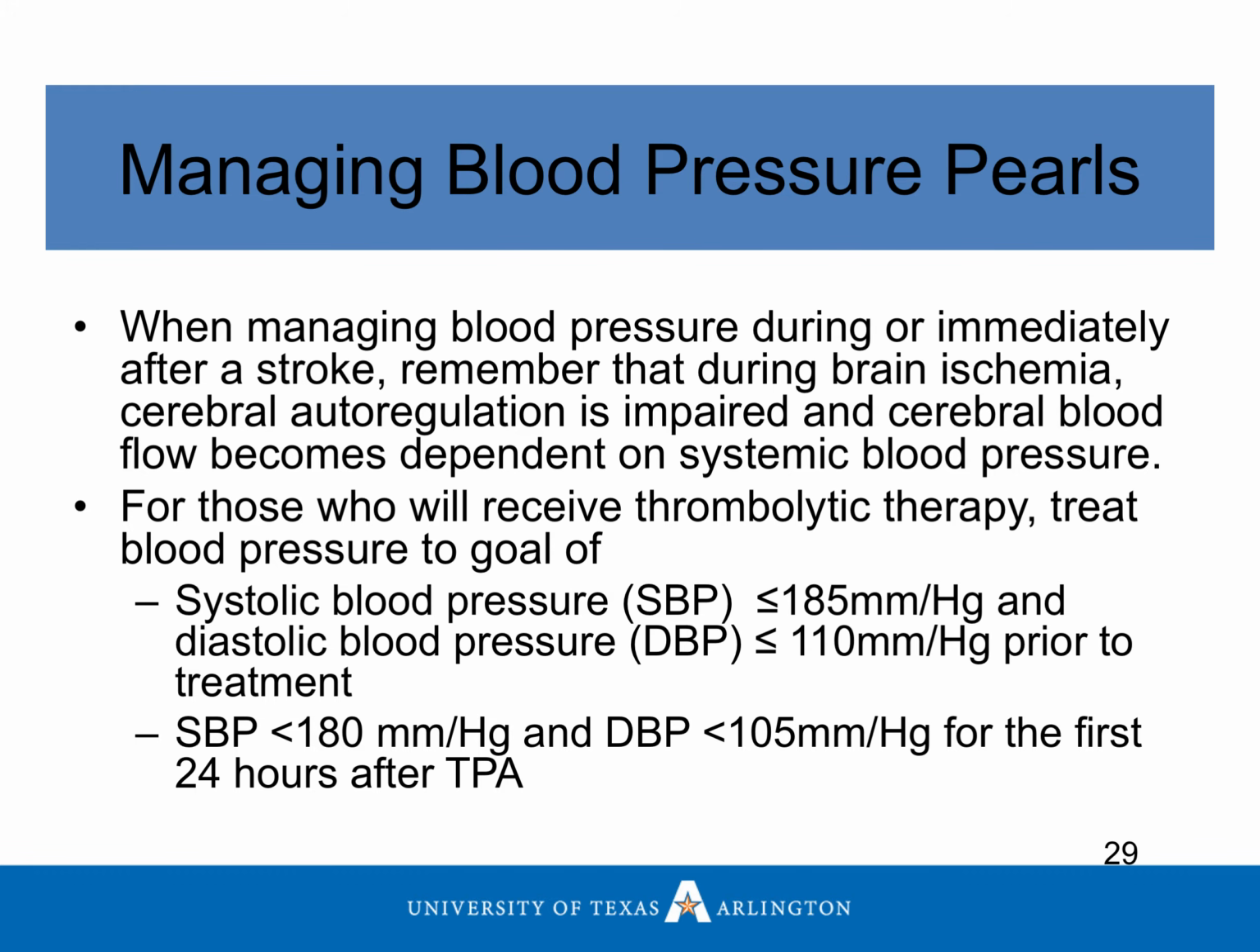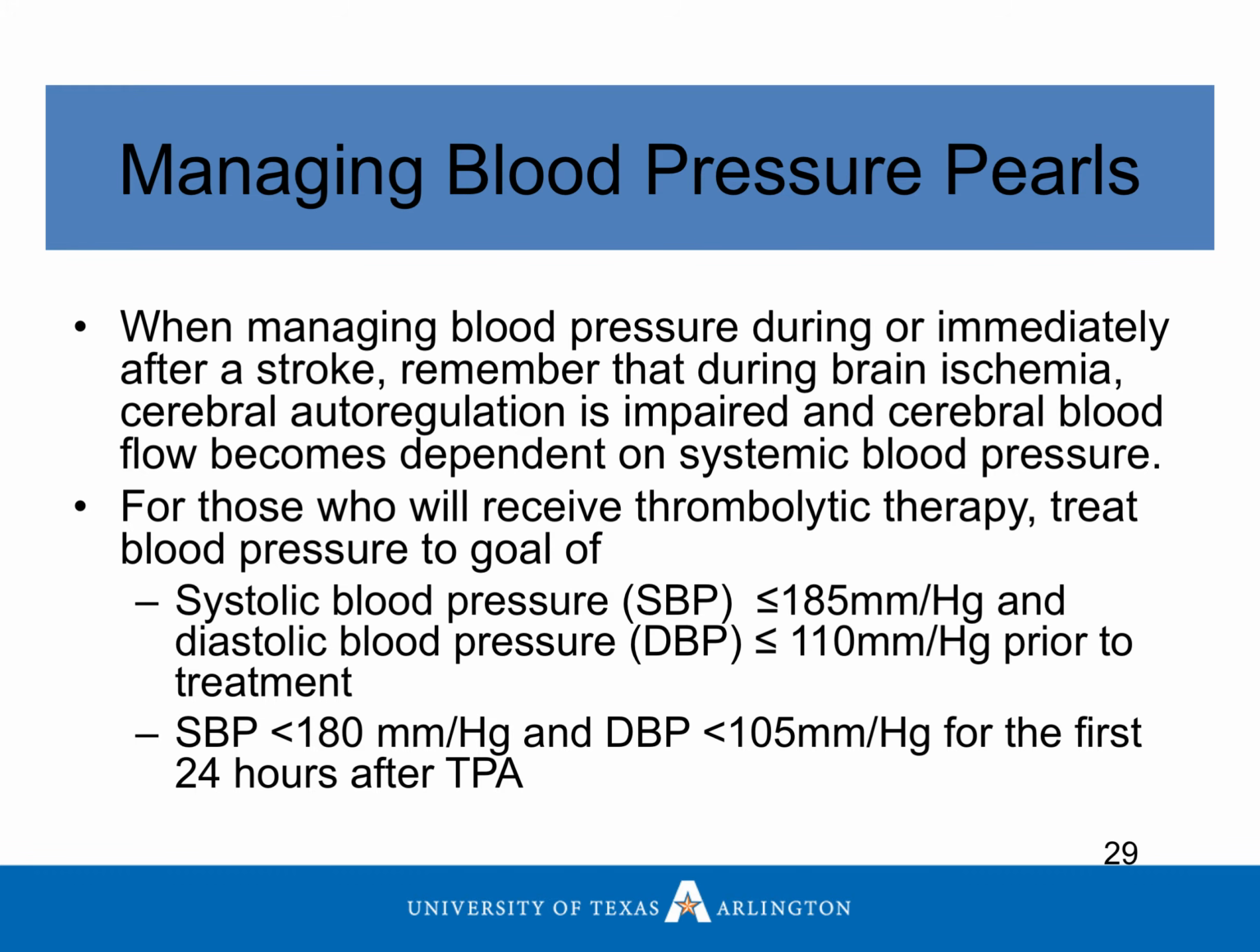And so there are different parameters for those who will be receiving the TPA and those who do not receive TPA. So we'll talk first about those who will receive TPA, because you want to get that blood pressure managed pretty quickly in those individuals so they can get their TPA. So once you see the patient, determine if they can have TPA, and you decide yes, they're going to get TPA, then you want to make sure their blood pressure gets under control before giving the TPA. So the systolic blood pressure needs to be less than or equal to 185 millimeters of mercury. And then the diastolic blood pressure needs to be less than or equal to 110 millimeters of mercury prior to treatment with the TPA.